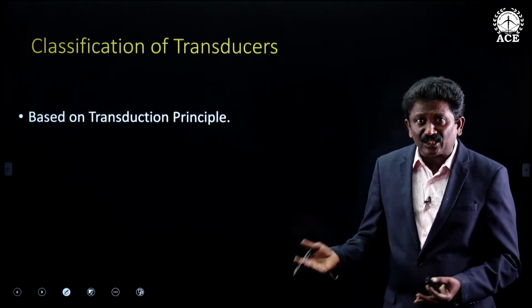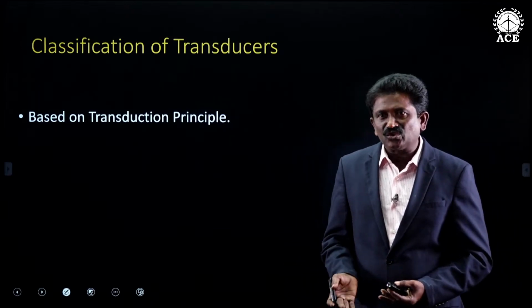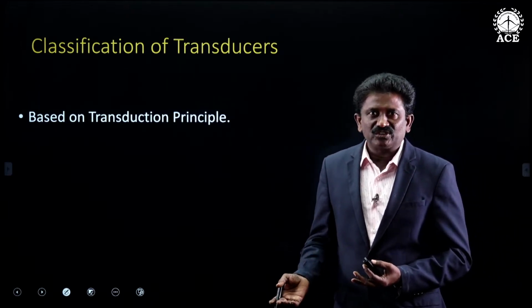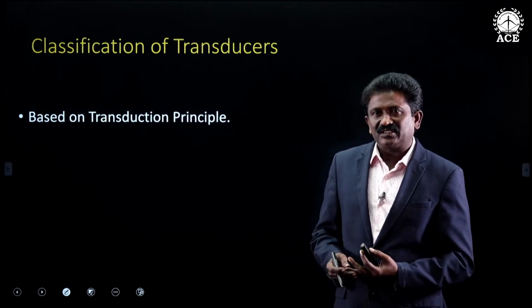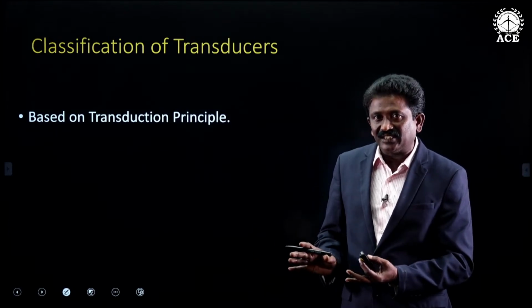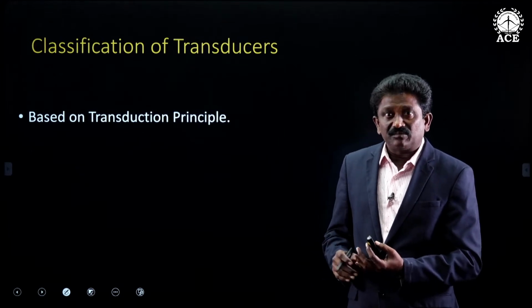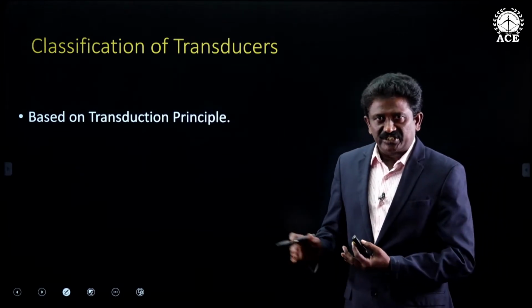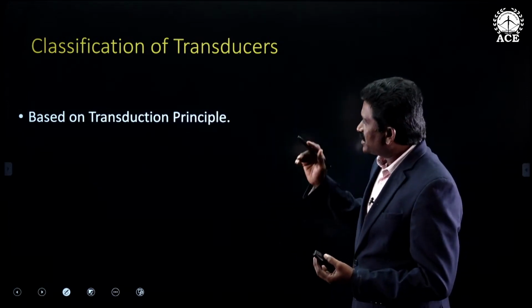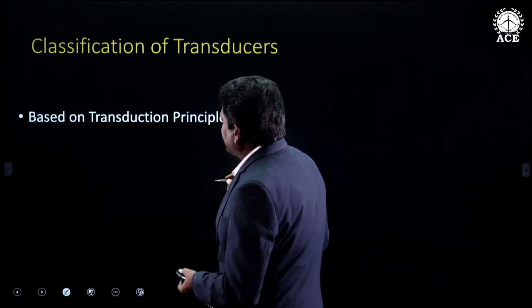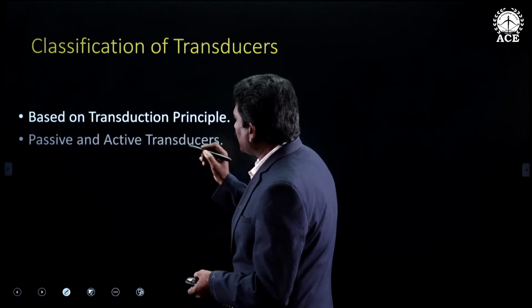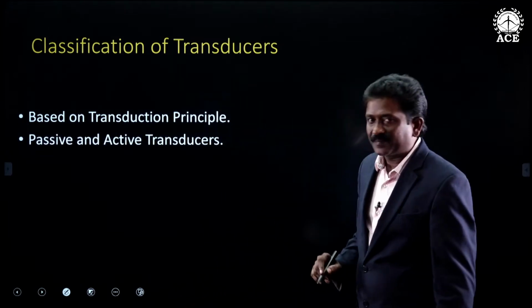Simply you can term it as resistive transducer, capacitive transducer and inductive transducers. So actually these are some types of transducers. Okay. So next, second one, passive and active transducers.